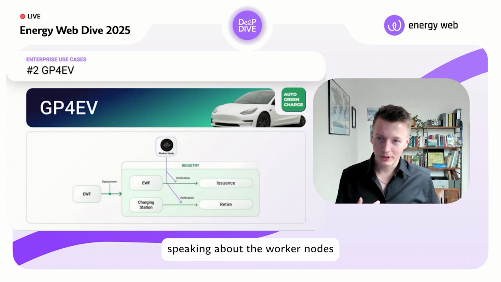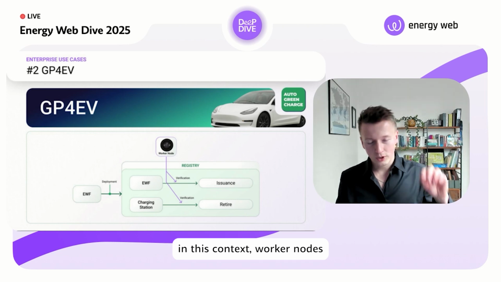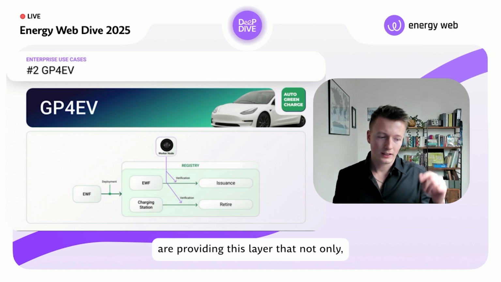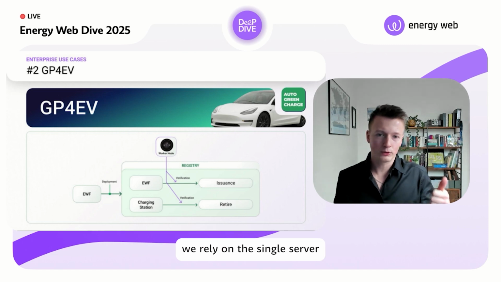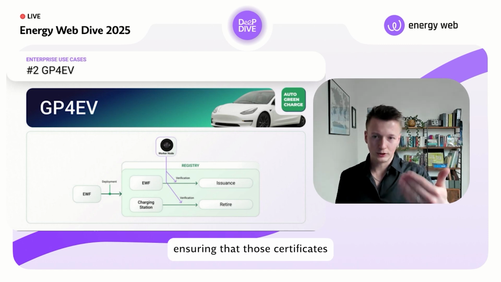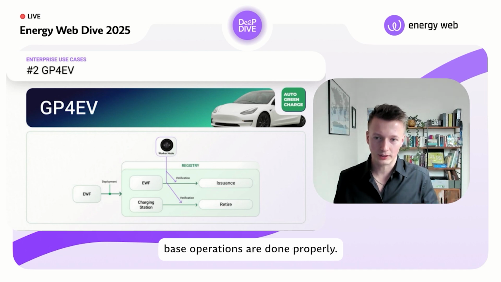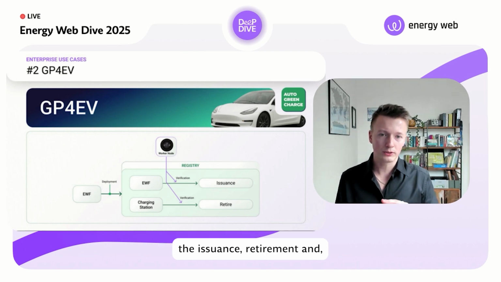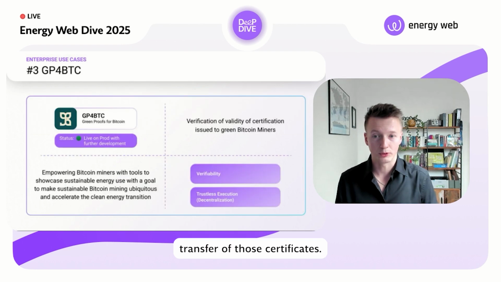And again, speaking about the worker nodes in this context, worker nodes are providing a layer so that we do not rely on a single server or single entity to ensure that those certificate-based operations are done properly, but all of those worker nodes are also verifying the issuance, retirement, and transfer of those certificates.